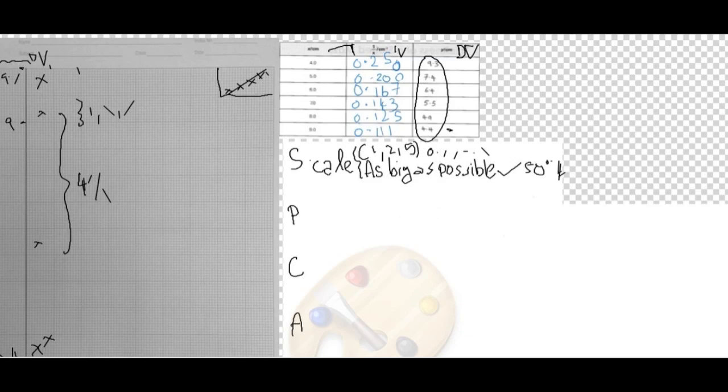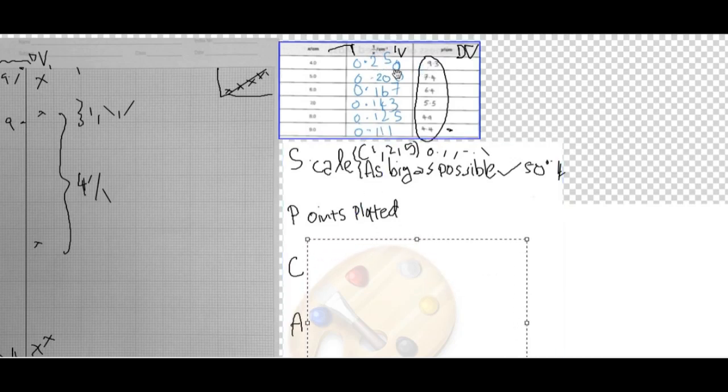Alright, the next thing that you need to take note of is the points, or P, which is actually the points plotted. So make sure that whatever readings you have here, you plot them accurately and you will get this mark.